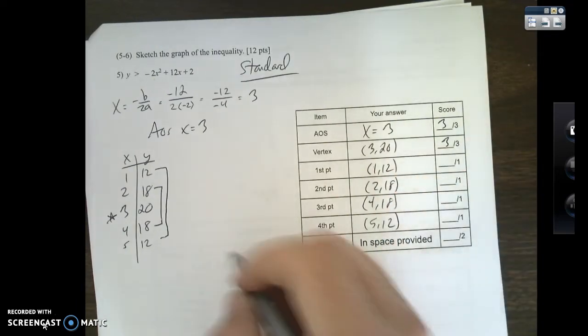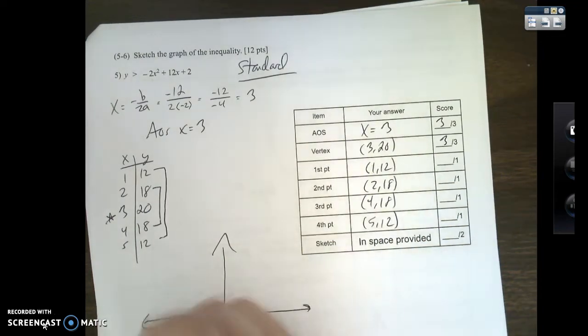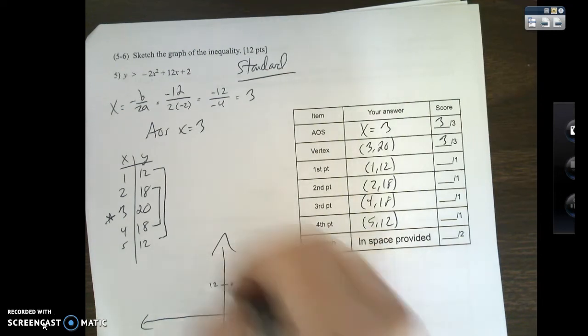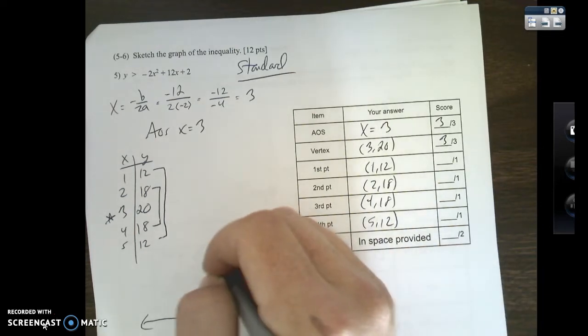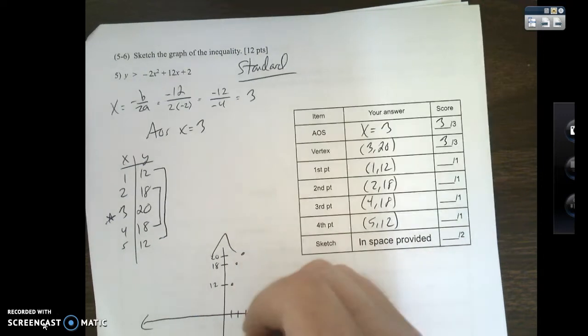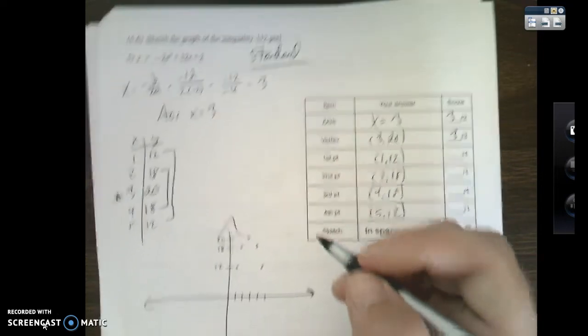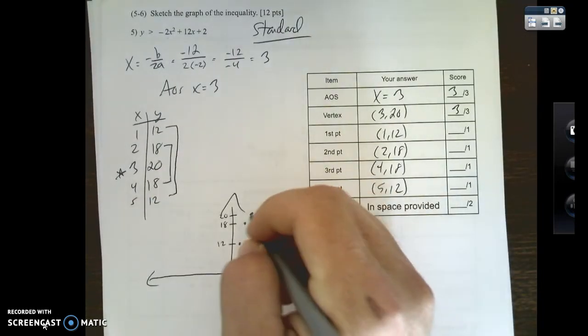Now lastly, my sketch. I know I have to kind of ballpark this a little bit. (1, 12), (2, 18), (3, 20), (4, 18), (5, 12). Now, guys, this is greater than. So I'm going to go ahead and graph this.